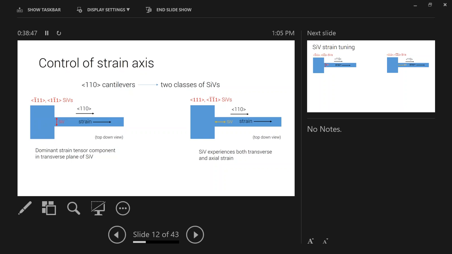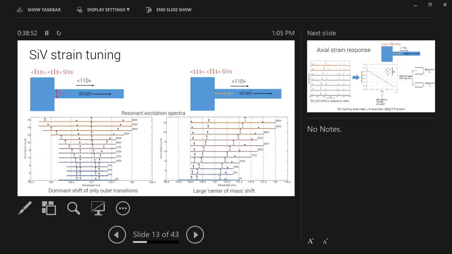And we do notice that these 2 classes of SIVs actually respond differently to strain. Once you apply voltage, we see that SIVs that are experiencing strain in the transverse plane show this behavior where only 2 of the 4 transitions, only the 2 outer ones, tend to shift, and they shift outward like that, and the 2 inner ones remain more or less fixed. Whereas SIVs that experience an axial component of strain have this large center of mass shift, in which all 4 tend to move together in the same direction.